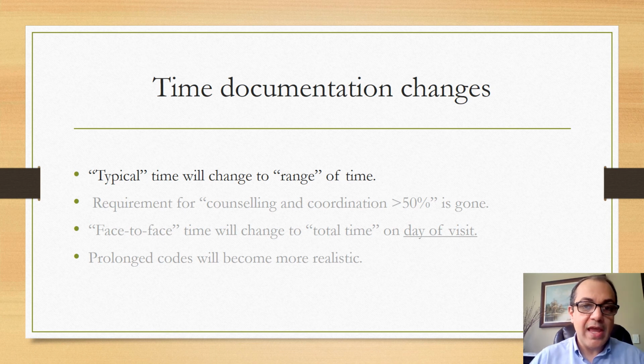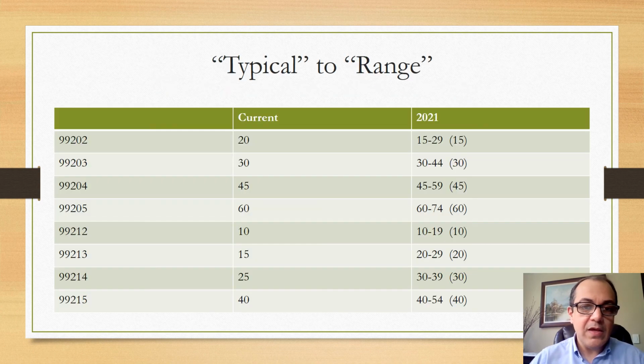Now that will change as of January 1st, because instead of a typical time, we will get a range of time. But I'll show you how that in a way affects what we do, but in another way will not change much how we document. Here is what the current system has. From 99202, I put the new patient codes first, and then you have the established visit codes, and it has the typical time that is expected of you to write in the documentation for your time with the patient.